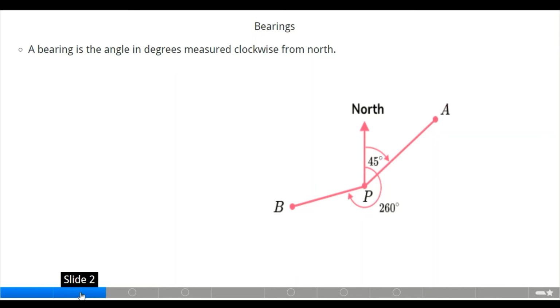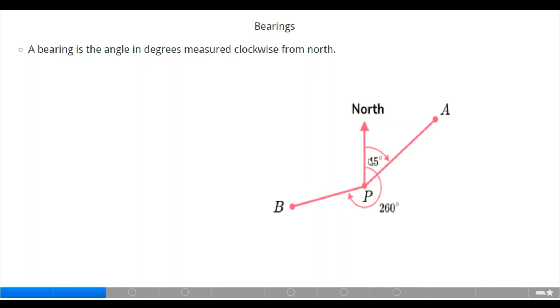A bearing is the angle in degrees measured clockwise from north. Now look at this picture here. Under bearing, we have what we call compass bearing. We are still going to be looking at that. Compass bearing deals with our cardinal points. We have our north, south, east. We have so many cardinal points for bearing. So if you are to read a bearing, we are trying to read angles in degrees. We are starting the measurement from what? From the north, and we read clockwise from the north.